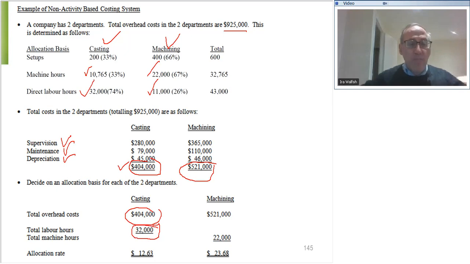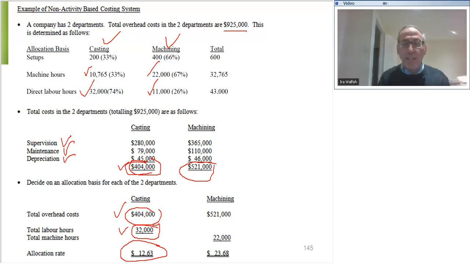So if my total overhead costs are $404,000, which you can see here, and let's assume that for the casting department, total labor hours for the period is 32,000. I simply take total overhead divided by total labor hours to come up with an overhead rate of 12.63. And I'm going to allocate all of my overhead based on that rate of 12.63. I'm not going to distinguish differently. I'm not going to come up with a different way of allocating supervision versus maintenance versus depreciation. I'm just going to take my aggregate overhead and allocate it based on one driver, in this example, labor hours.